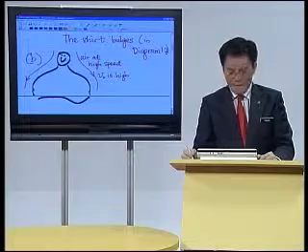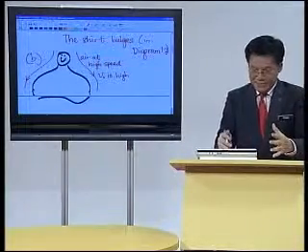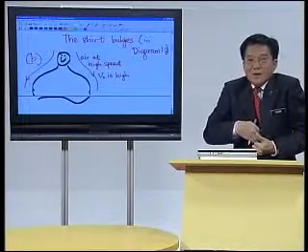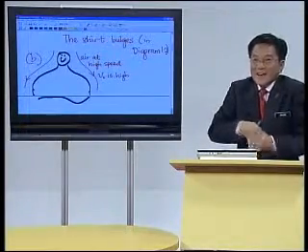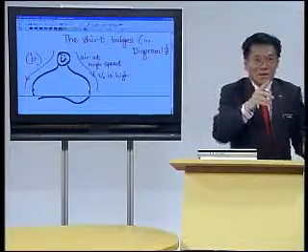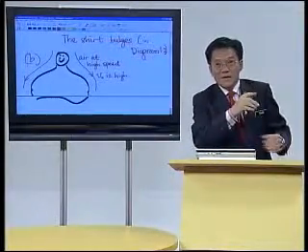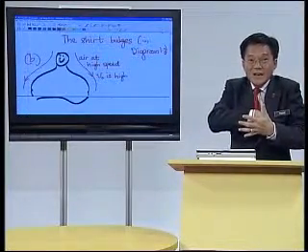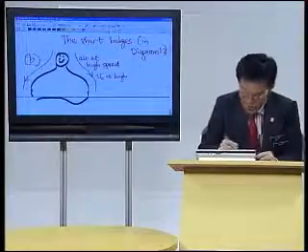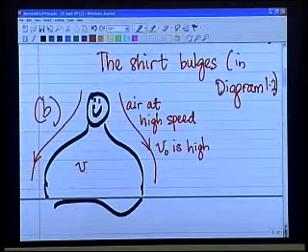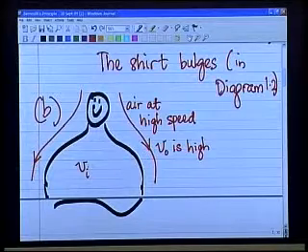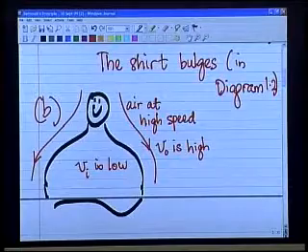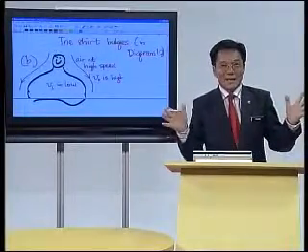What about inside? That is the shirt of this guy. Now inside, what happens to the velocity of the air? Anybody? Anyone wants to answer? Inside the shirt, the velocity or the speed of the air is low. So VI, the I is inside, is low. So far so good? All understand, isn't it?